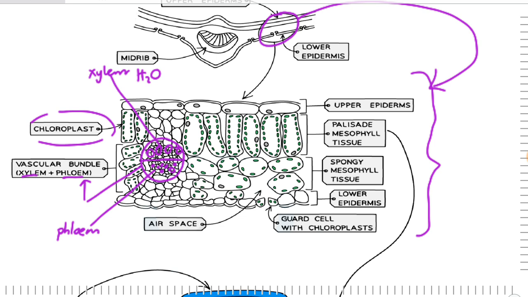So the water enters and then spreads to different cells by osmosis. It enters through the xylem and then it spreads to the leaf, then moves into each adjacent cell, going on. And then the food that was produced travels again.